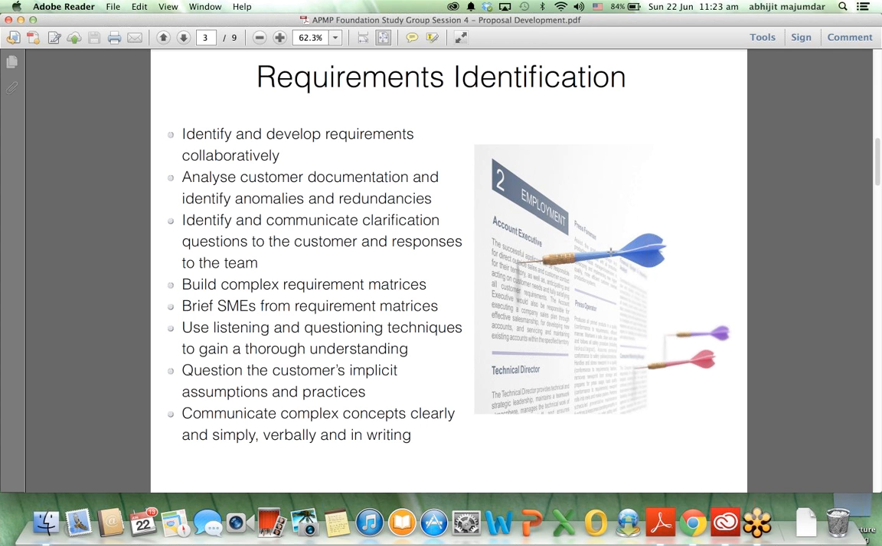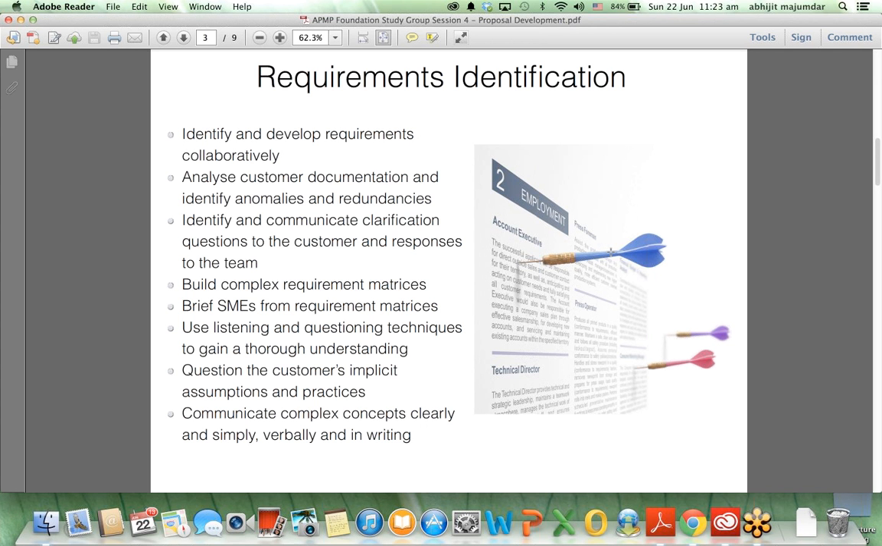The bid manager should not take all the requirements together and say, okay, I will try to respond, or I know all the requirements. He should always verify and validate it with the specific functions within the organization and the experts within the organization.